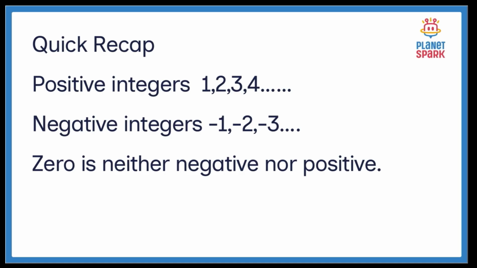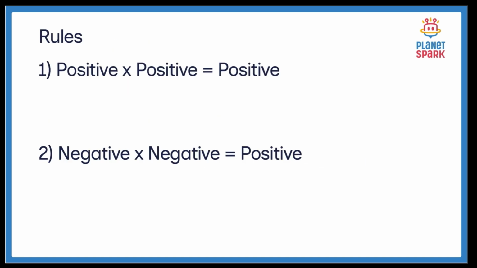Positive integers are 1, 2, 3, 4. Negative integers are negative 1, negative 3 and so on. 0 is neither negative nor a positive integer. Let's understand the rules of integers.